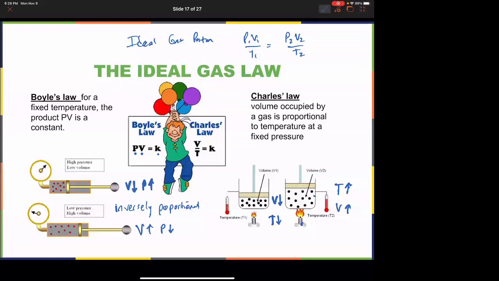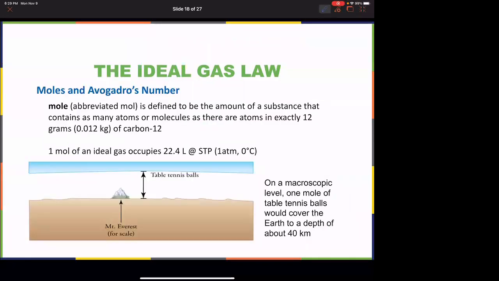You have any questions there? All right. Moles. To do the ideal gas law, we have to understand the concept of a mole. A mole is the amount of substance that contains as many atoms or molecules as in exactly 12 grams of carbon-12. So a mole is a quantity of matter. It's how much. It's a way of classifying how much.